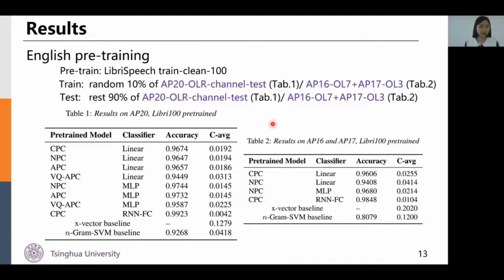The system performance is evaluated with accuracy and C-average, which is a weighted sum of false alarm rate and miss rate. From the results, we can find that the pre-trained systems perform better than the traditional systems with two datasets. But different pre-training methods do not make big differences. And as for the classifiers, MLP and RNN get a little better results compared with linear ones. Comparing the two tables, we can find that the amount of labeled data as well as the number of languages do not influence the performance of the pre-trained models much. So the pre-training based methods are suitable choices for low resource conditions.